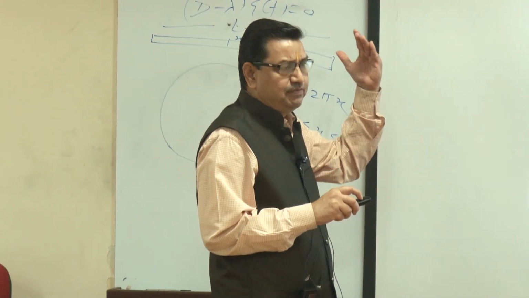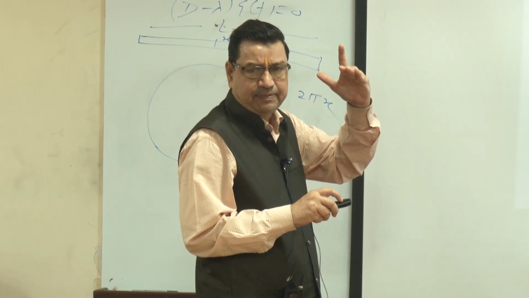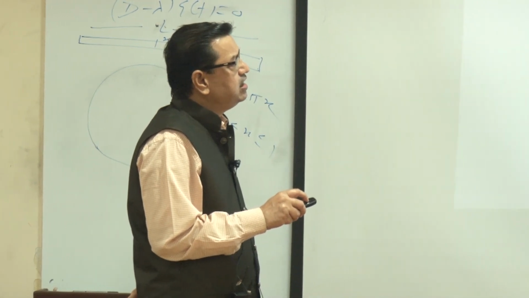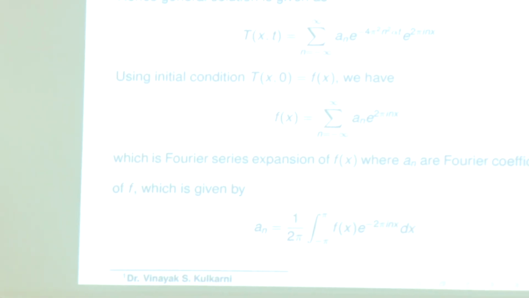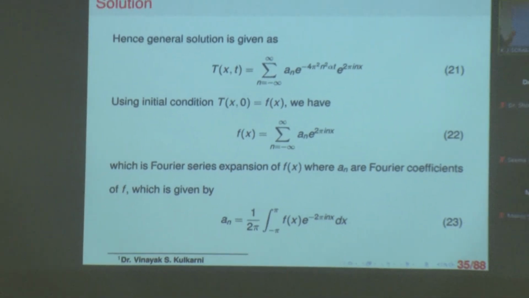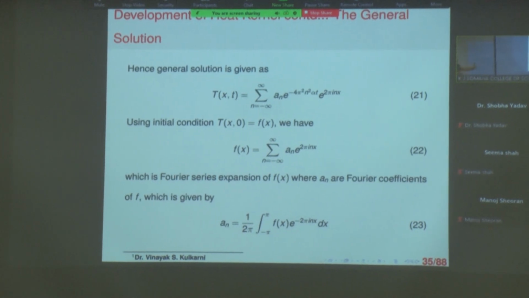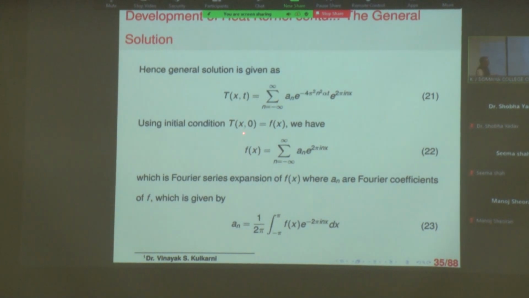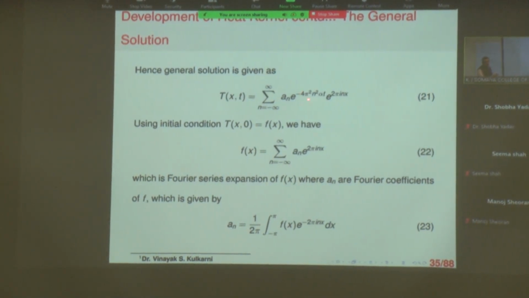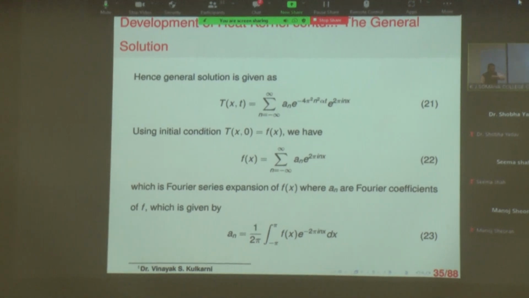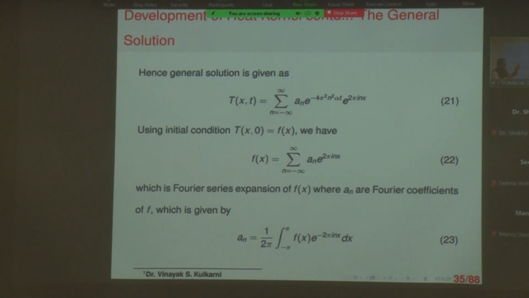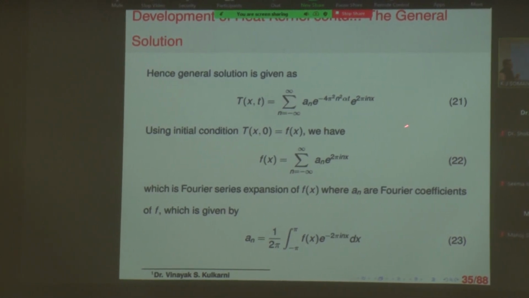Instead of writing positive integer n and negative integer n separately, I can write it as a summation, n running from minus infinity to plus infinity, a_n e to the power minus 4 pi squared n squared alpha t and e to the power 2 pi i n x. Is it okay? I have just combined positive and negative n, with the summation running from minus infinity to plus infinity. So it covers the positive part, the negative part, as well as n equals 0. All the possibilities have been taken care of here in equation number 21.